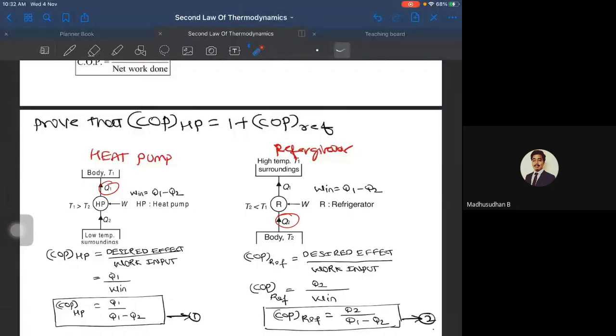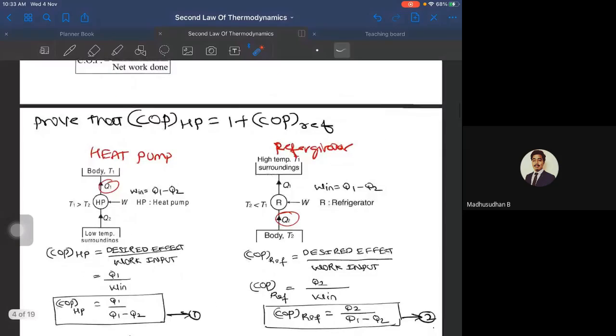Mohammed Sihab. Namita. Sir, still trying, 1 minute. Okay. Suraj. Niharika. Nishit. Yeah, add 1 to the COP of refrigerator on both sides. Okay, let me try.